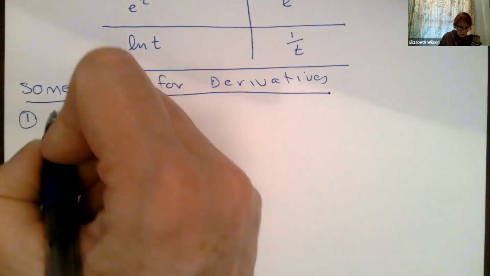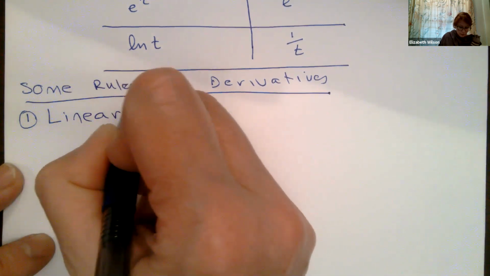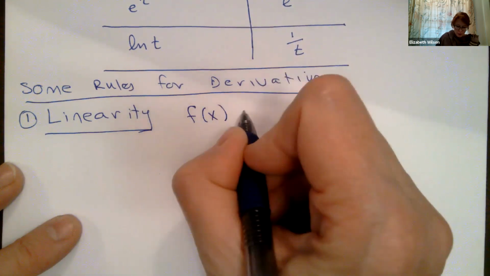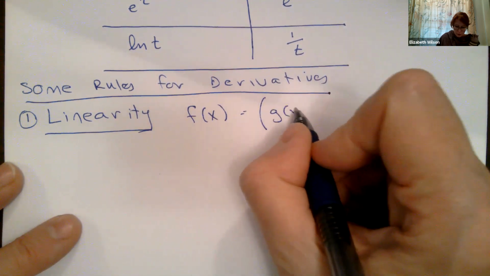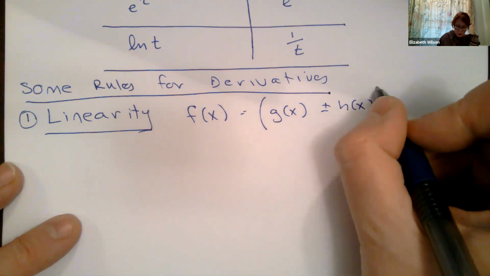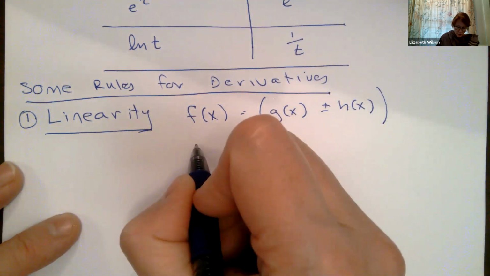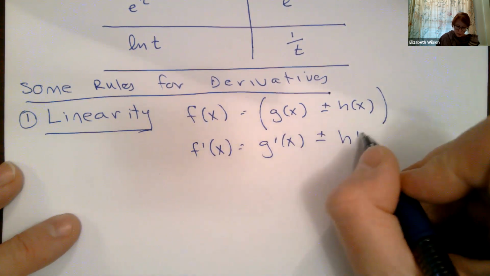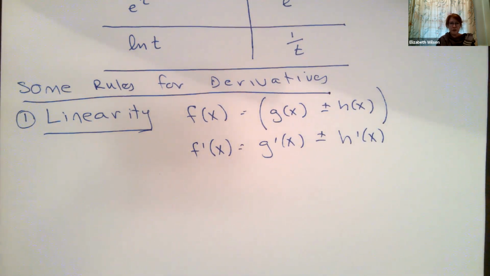So the first rule is called linearity. And this basically means if I've got f of x equals g of x plus or minus h of x, and I want to take the derivative. So then f prime of x is going to equal g prime of x plus or minus h prime of x. Okay, so all I'm doing is taking the derivative of each individual function. Think about your polynomials, x squared plus 2x plus 1. I want to take the derivative of that. I take the derivative of each individual piece, and I add or subtract all those pieces back up together. Okay, so that's my linearity.